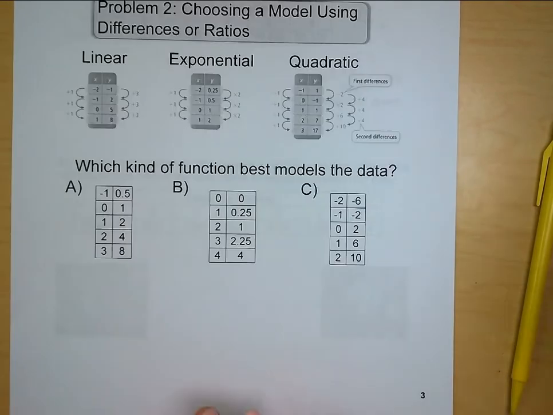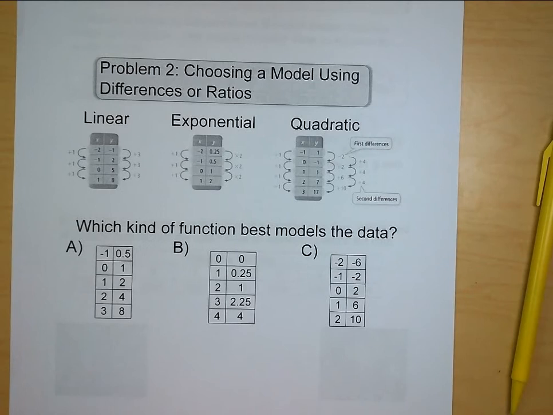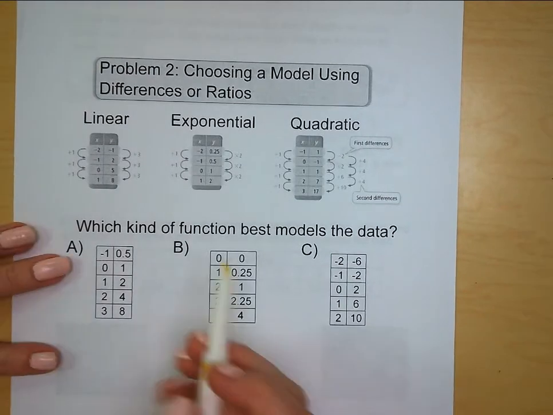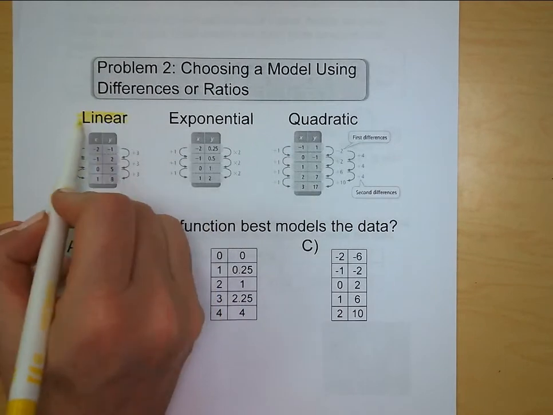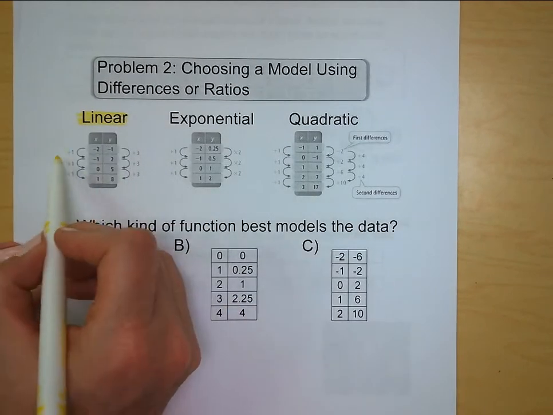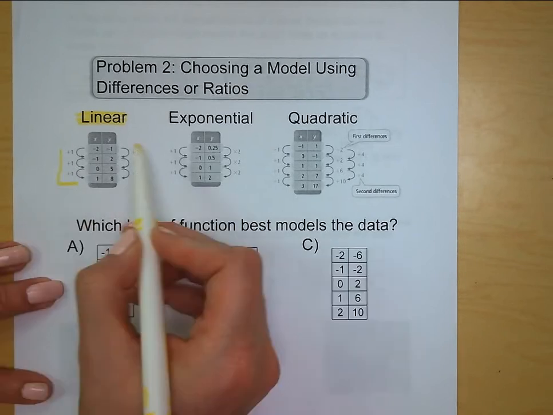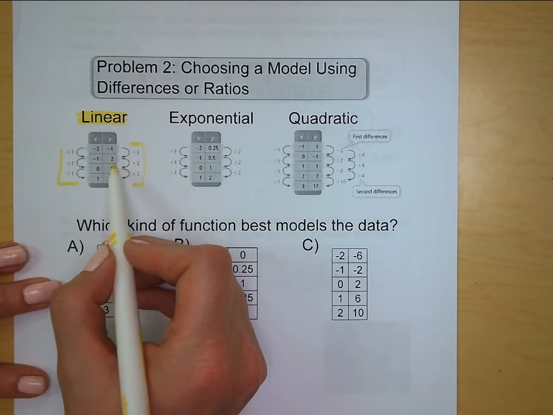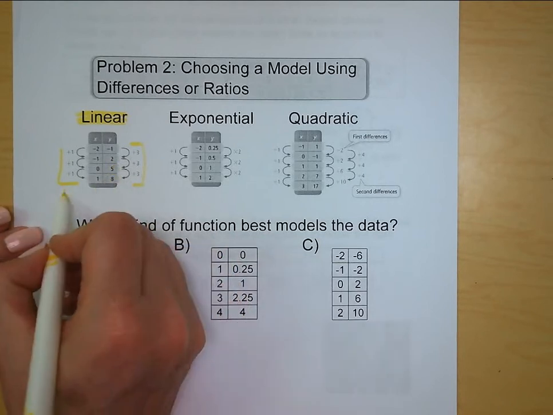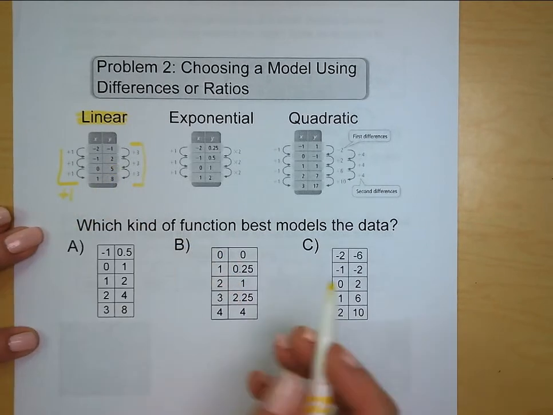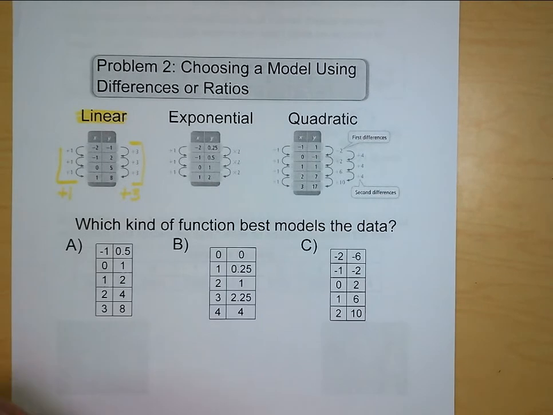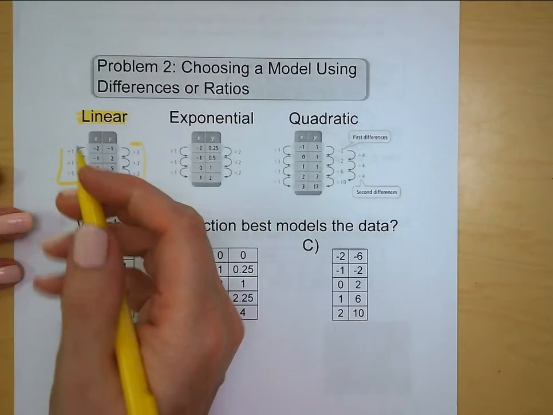Moving on to problem 2, choosing a model using differences or ratios. There are a couple different tricks that we can use if we've got just our data in a data table. If we've got a linear situation, we're going to have a common difference for both x and y. We're going to be adding the same amount every single time. So on the left-hand side, our x values are increasing by 1. Our y values are increasing by 3. This is a linear graph. The slope is 3.